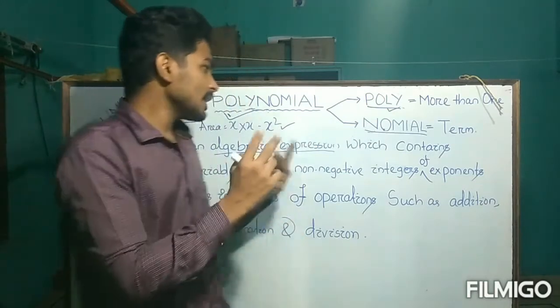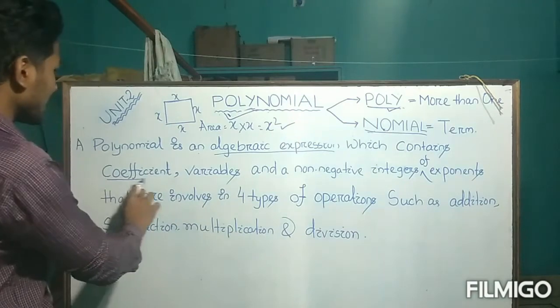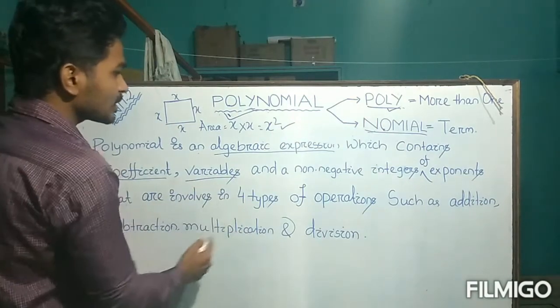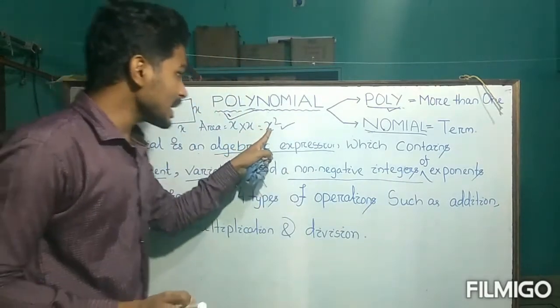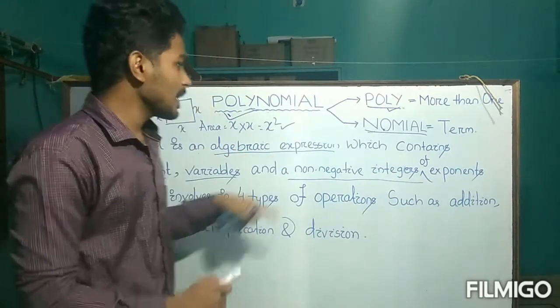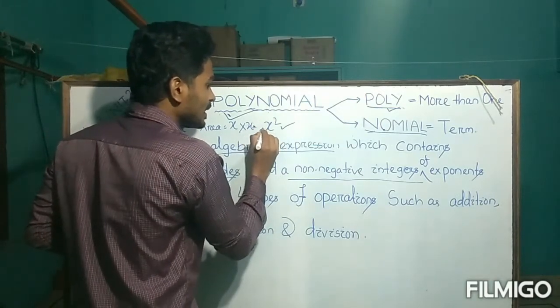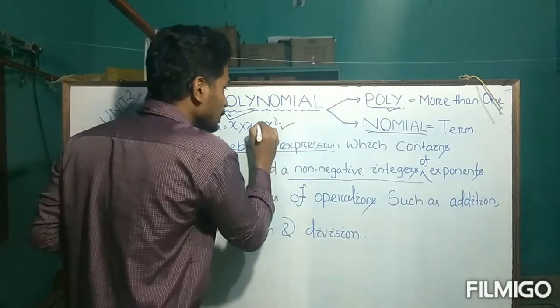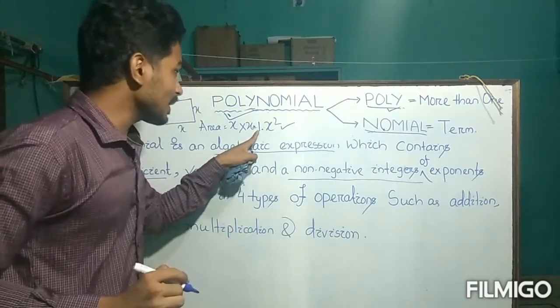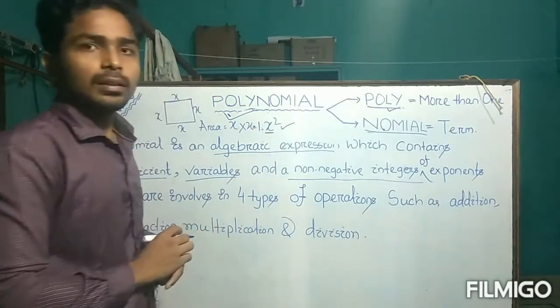First thing. Then which contains coefficients, variables, and non-negative integers. This algebraic expression contains a coefficient. What will be the coefficient? Something multiplied with x or y or any variable is known as coefficient. So it contains a coefficient, a variable.